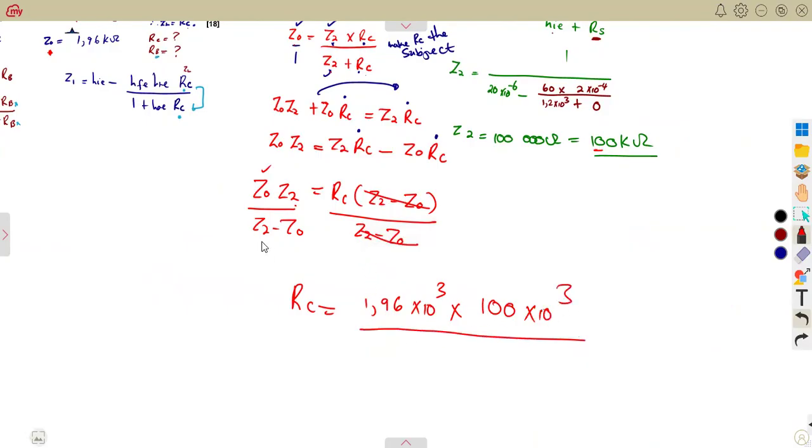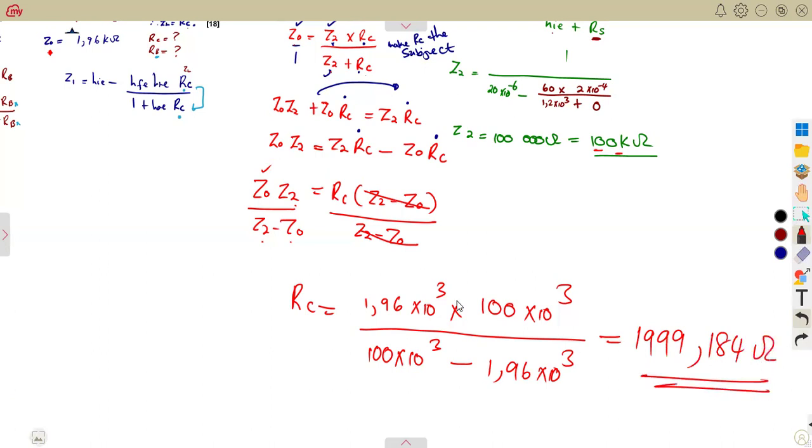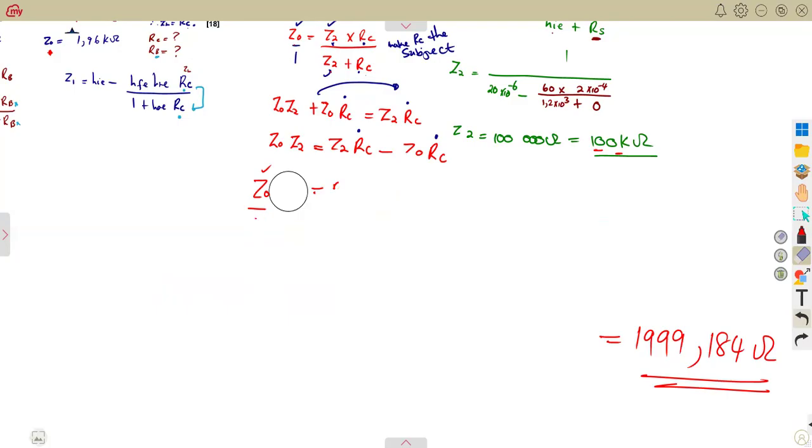Everything over what? Z2 minus Z1. Remember your Z2, 100 kilo ohms minus Z1, which is this minus Z out, Z out, which is 1,96 times 10 to the exponent of 3. This was going to give us the value of RC, which is 1999,184 ohms. You have the value of RC, collector resistor. Okay, so that is how we could have ended up with our RC from this calculation.